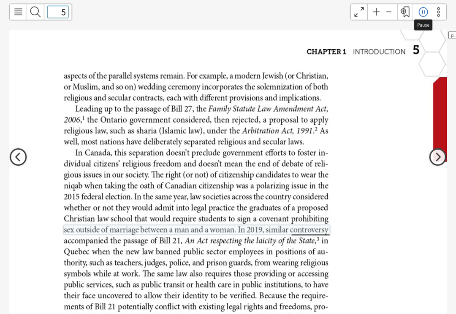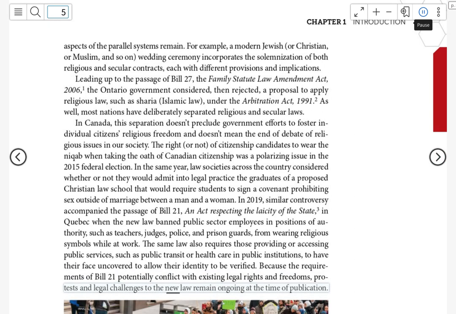In 2019, similar controversy accompanied the passage of Bill 21, an act respecting the laicity of the state, in Quebec, when the new law banned public sector employees in positions of authority, such as teachers, judges, police, and prison guards, from wearing religious symbols while at work. The same law also requires those providing or accessing public services, such as public transit or health care in public institutions, to have their face uncovered to allow their identity to be verified. Because the requirements of Bill 21 potentially conflict with existing legal rights and freedoms, protests and legal challenges to the new law remain ongoing at the time of publication.